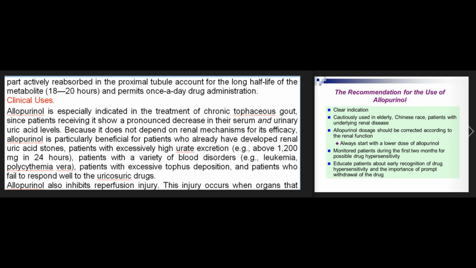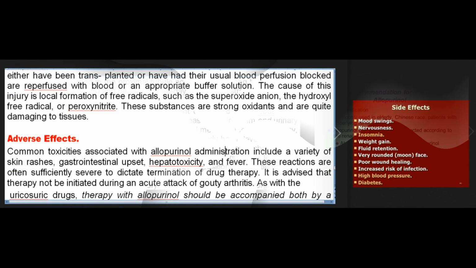Allopurinol also inhibits reperfusion injury. This injury occurs when organs that either have been transplanted or have had their usual blood perfusion blocked are reperfused with blood or an appropriate buffer solution. The cause of this injury is local formation of free radicals, such as the superoxide anion, the hydroxyl free radical, or peroxynitrite. These substances are strong oxidants and are quite damaging to tissues.